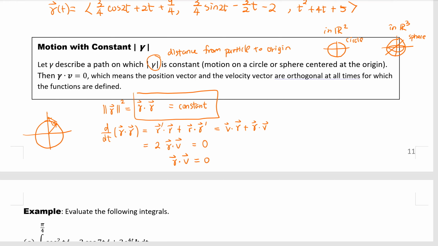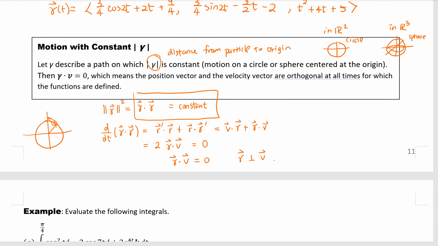See, I didn't put an arrow on top of the 0 because the dot product is a number. Everybody keep in mind, the dot product is a number, the cross product is a vector. Don't get confused about them. So that's why now we see, therefore, gamma and v, they are orthogonal.